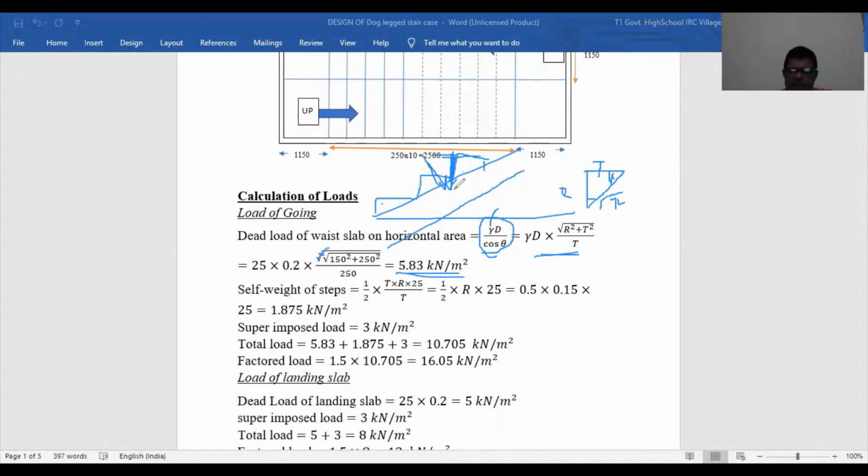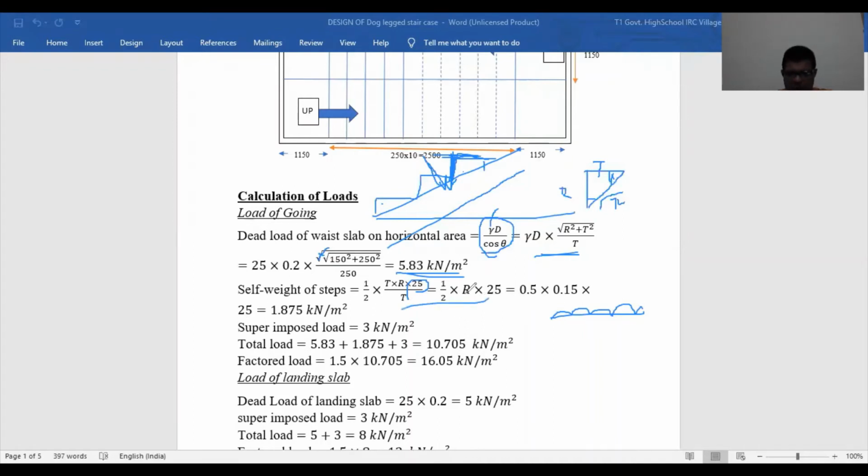Now the self weight of step will be half tread into rise into unit weight. If it is made of brick, it will be different; if it is made of concrete, different. So it is concrete, so tread into rise. And this is the concentrated load. So per meter width, you have to divide again by tread, because we have to find the UDL. In the slab you are taking 1 meter width of the slab, so it is load in kilonewton per meter.